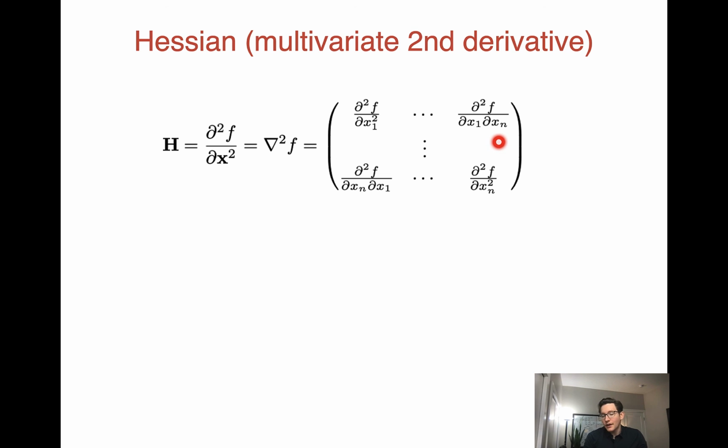Turns out it doesn't matter if you switch the order. We're not going to prove that, but it turns out to be true. First take the derivative with respect to xn, then take the derivative with respect to x1. That's how you get your off-diagonal entries.